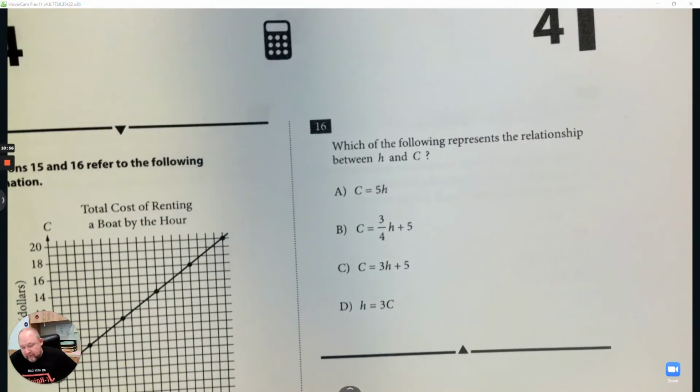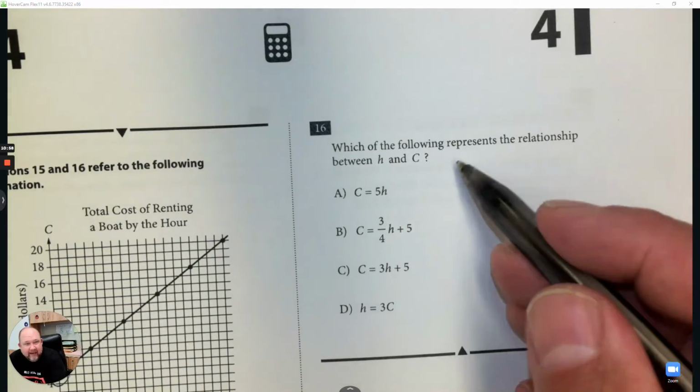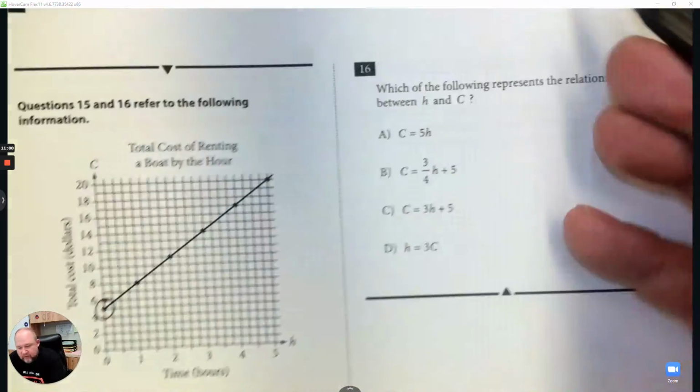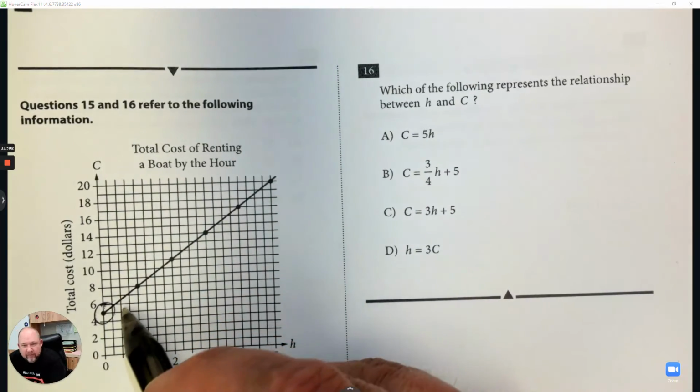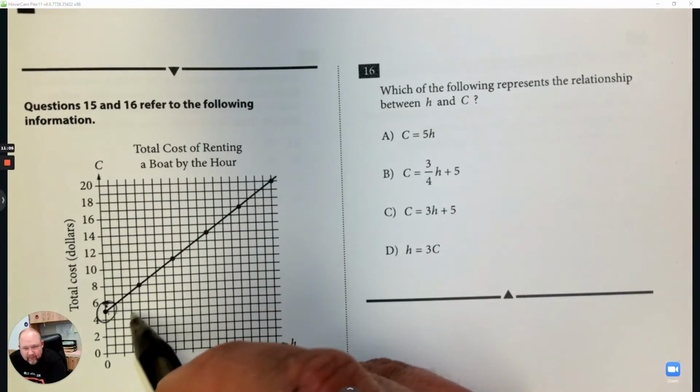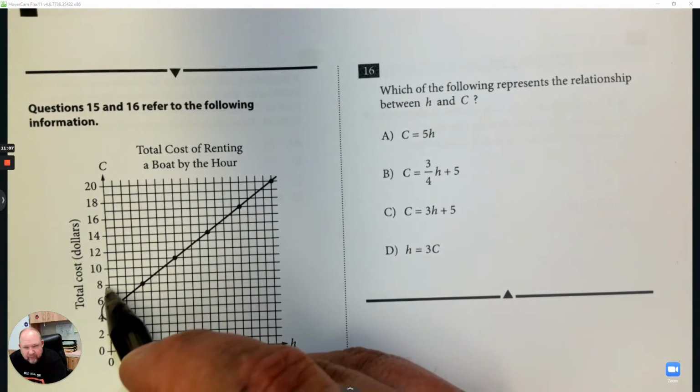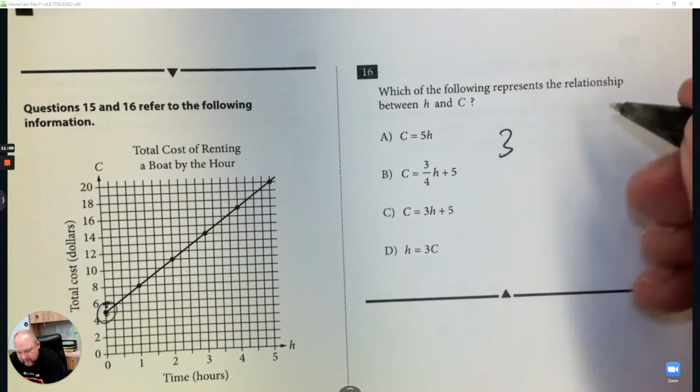Which of the following represents the relationship between H and C? In other words, what's the equation of that line? The slope of that line would go up. It's at 5, right? So up 3 and to the right 1. So it's 3.